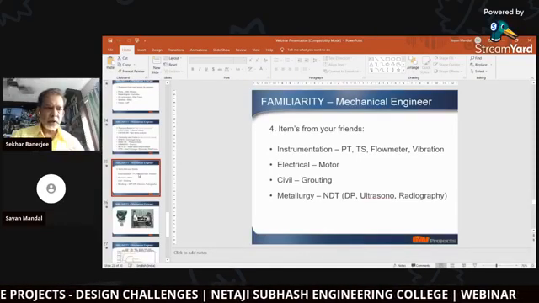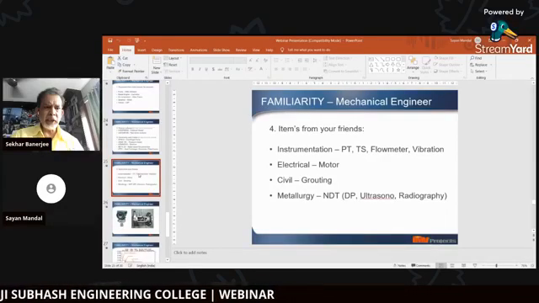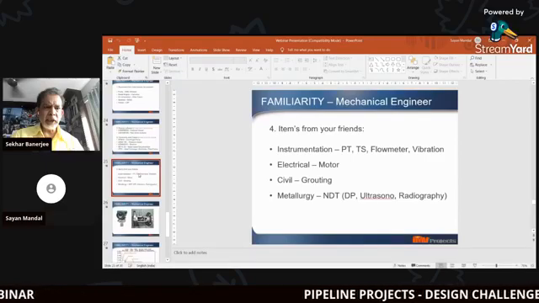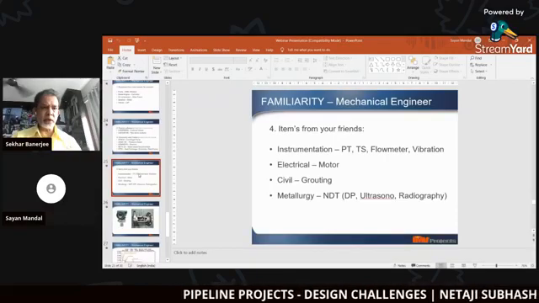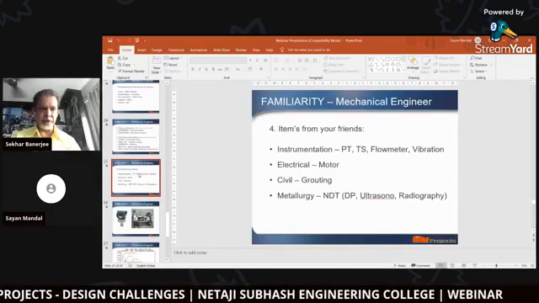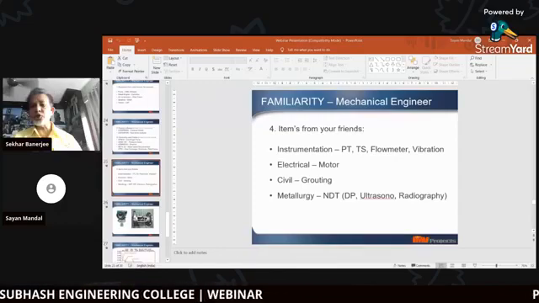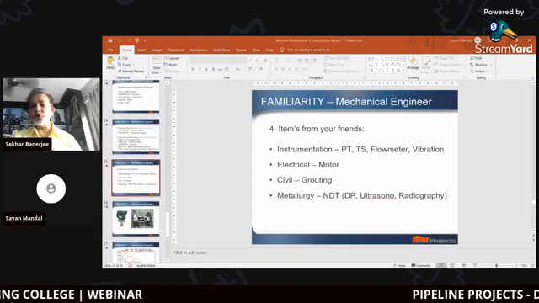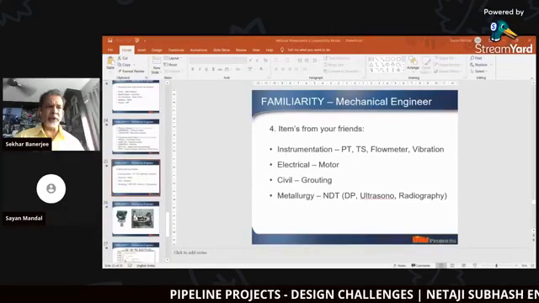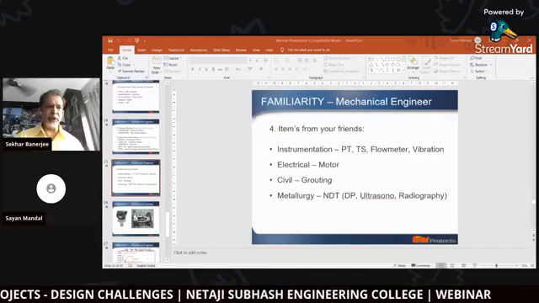Now, looking at the job market today, most of our students will go to operation. Some of you will go to maintenance, some of you will go to projects, and some to sales. Probably these are the four major streams, right? Now, not every mechanical equipment uses instruments. The mechanical equipment does not come just like that. It comes with instruments, some electrical items, civil items, and metallurgical items. Now, can we make you familiar with those items, please?